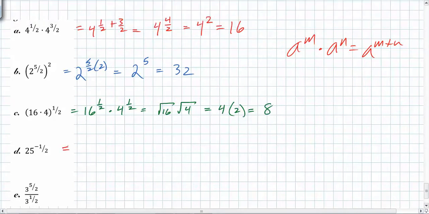To the negative 1/2. What do you do with a negative power? It's going to be 1 over 25 to the 1/2. What does 1/2 power mean?